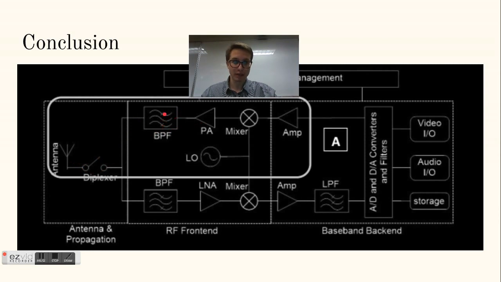And then the bandpass filter cuts off the frequencies we don't need, less to worry about. The diplexer then allows us to use two signals on the same line, and the antenna propagates the signal into electromagnetic waves.